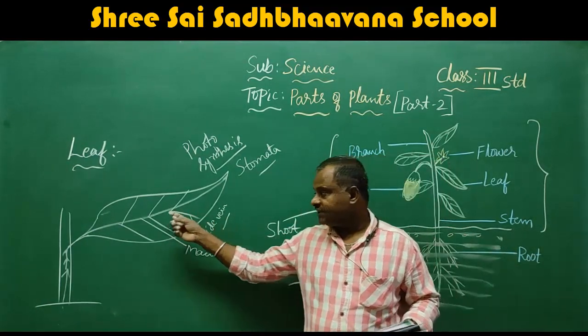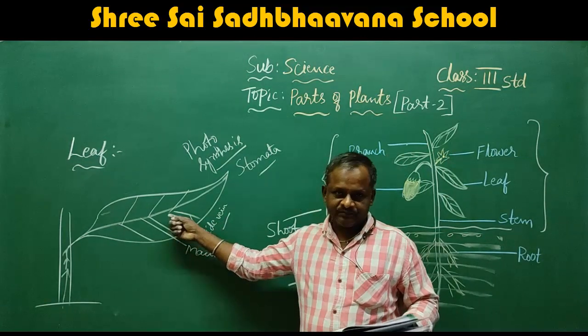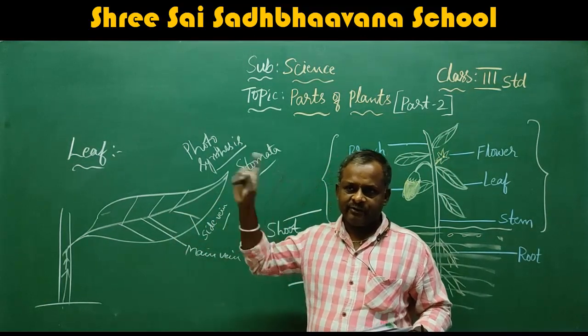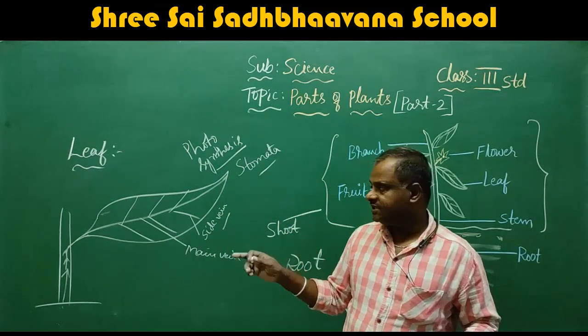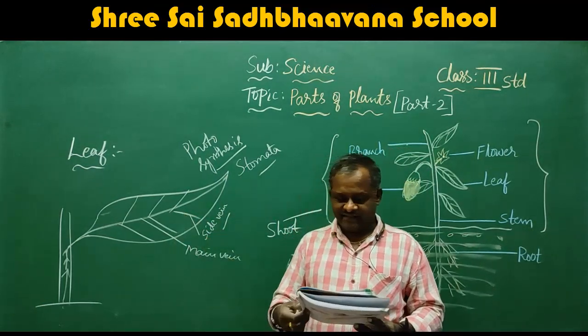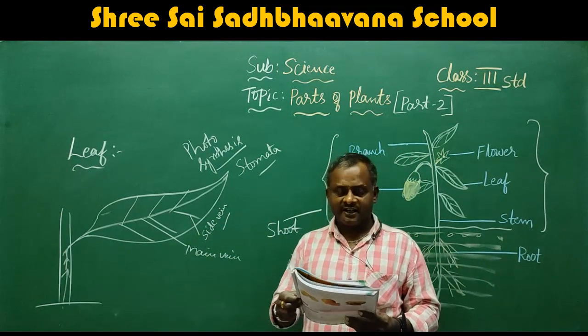Okay, I hope you understand what the functions of the leaf are. The main functions are preparing the food, breathing, and throwing out the extra water. These are the main functions of the leaf. Next we will go to the flower.